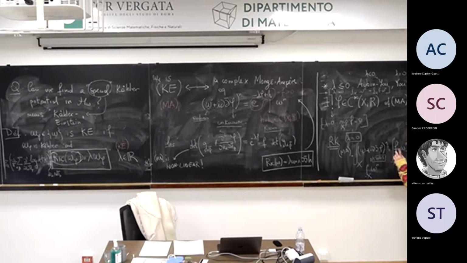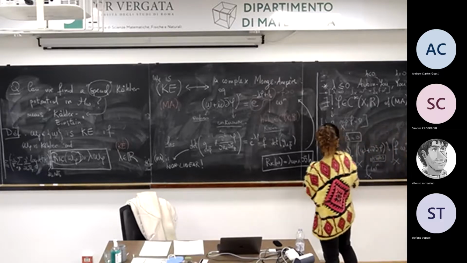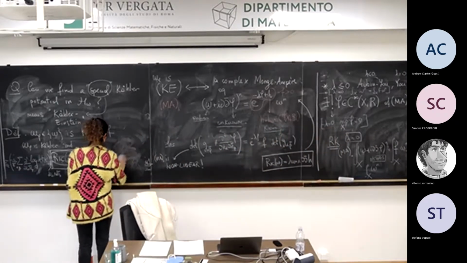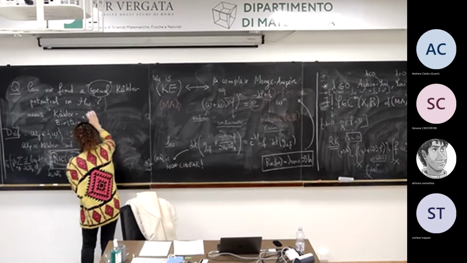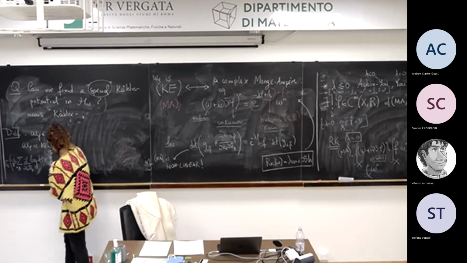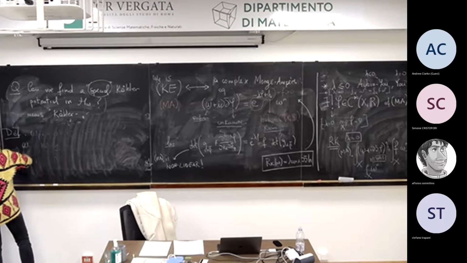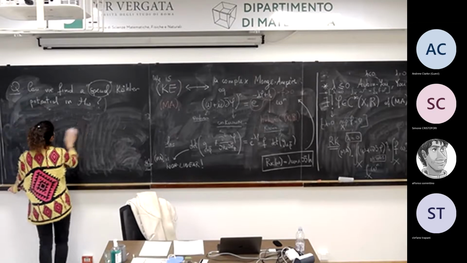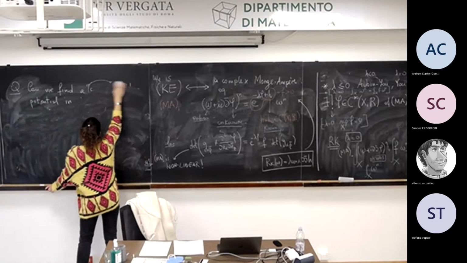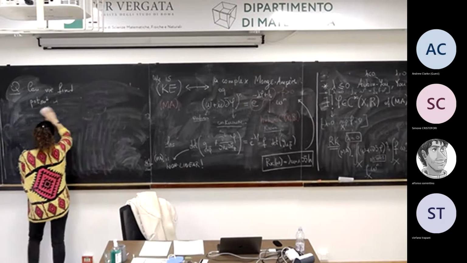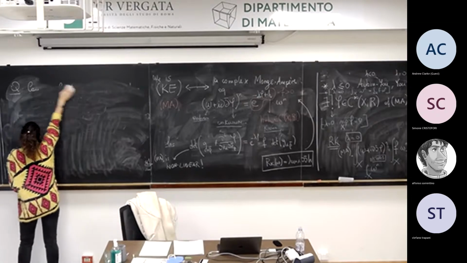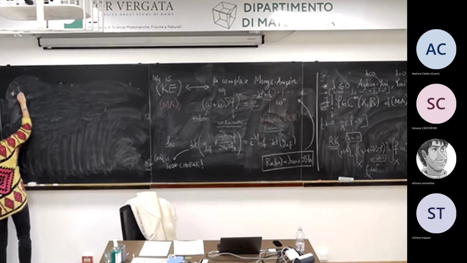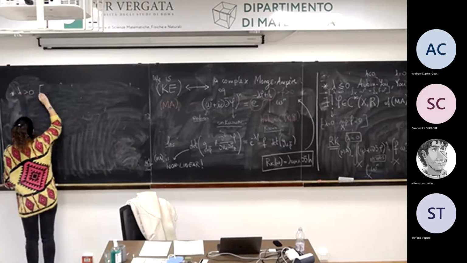Okay, and just to end the story, and then I'm going to make a small break. The case lambda positive is missing. I mean, it's missing in my story, it's not missing in the literature, but it turns out that the lambda positive case is much, much, much more complicated, because it's not always possible to solve. This is the difference from the lambda negative or zero case. So the lambda positive case is more difficult.